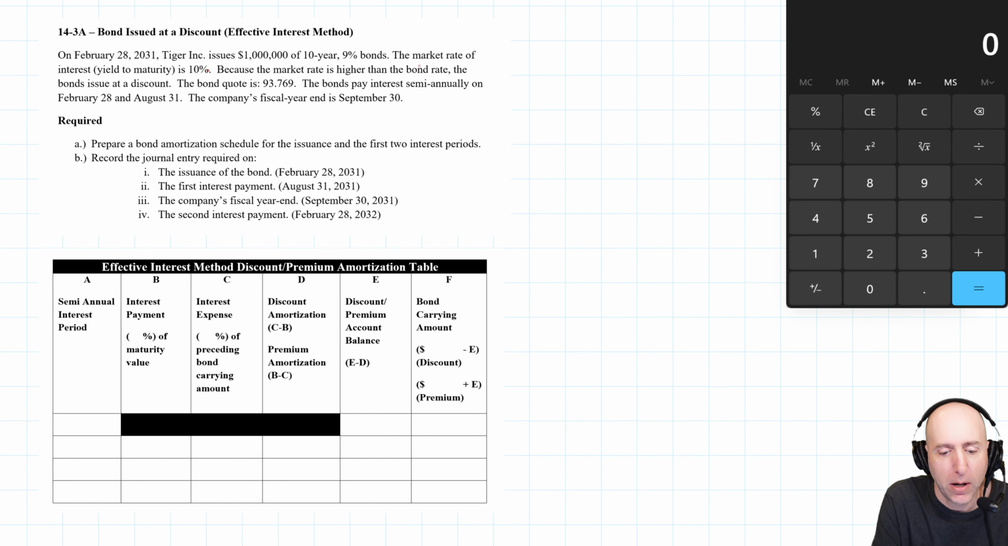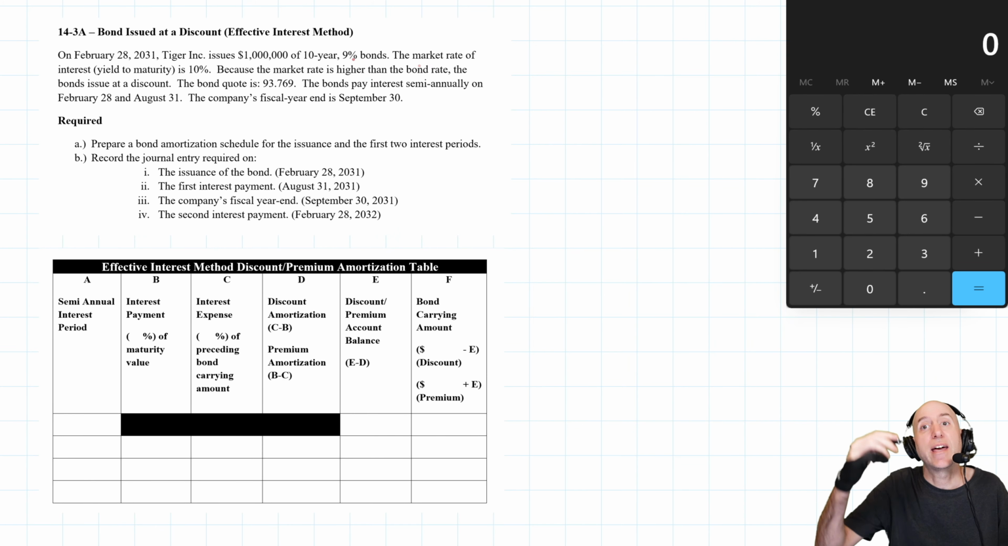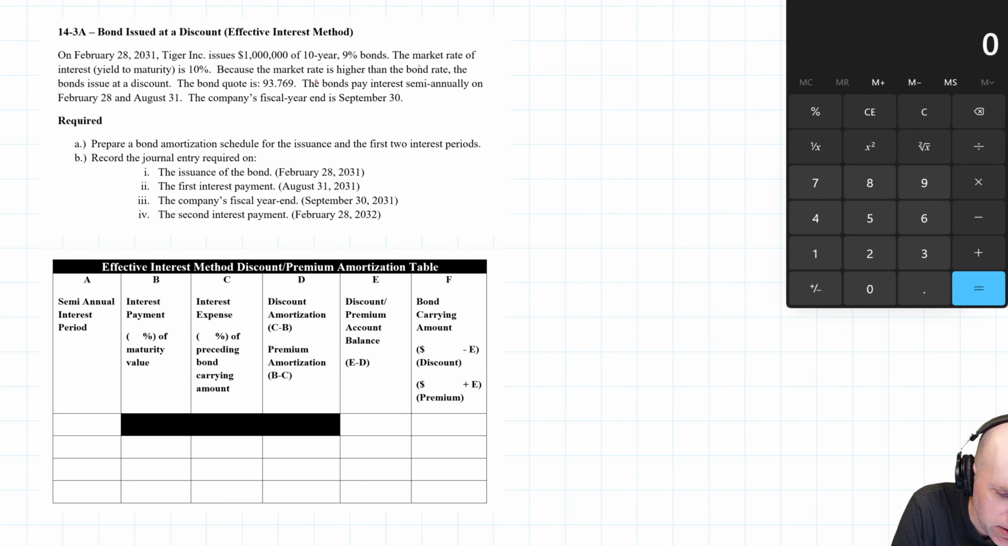Therefore, nobody's going to buy our bond at 9%. They're going to take a discount. Because the market rate is higher than the bond rate, the bonds issue at a discount. The bond quote is 93.769. That means we asked for $1 million.